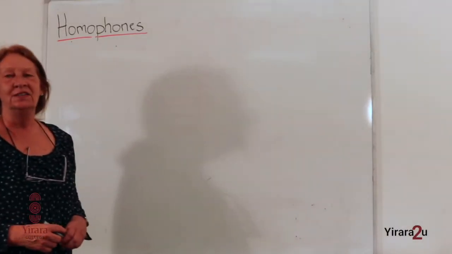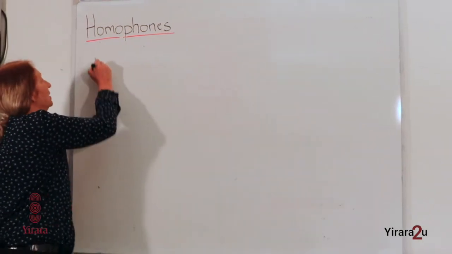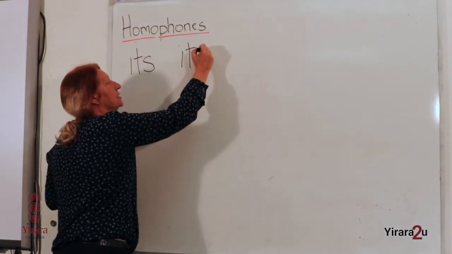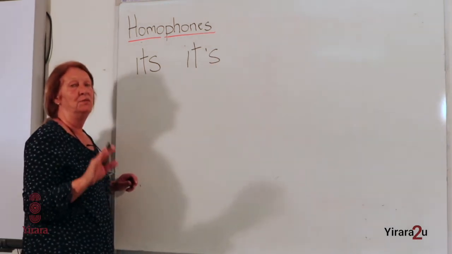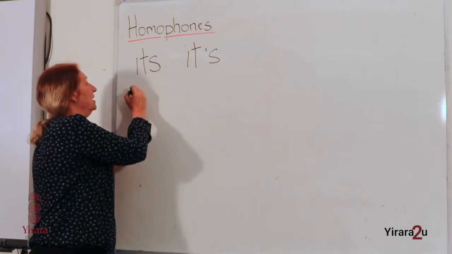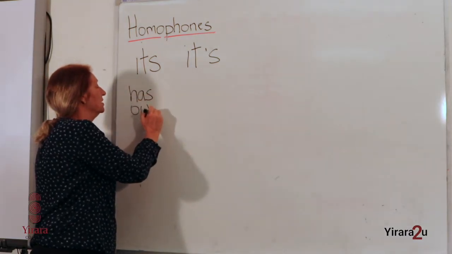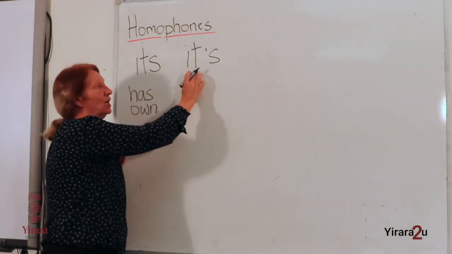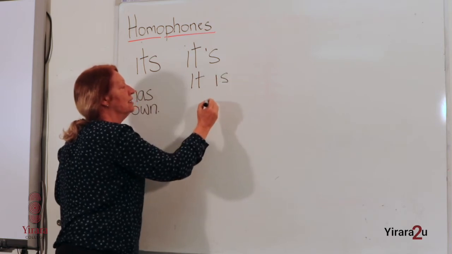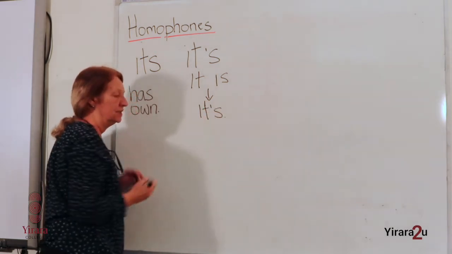So one of the hardest ones are the simple ones. So the word it's. So we can spell it like this, or we can spell it like this. And they sound exactly the same. They're spelt the same, but they mean two different things. So this one, it's when someone has something or owns something. And this it's, we've left a letter out here. This one is really, it is, but we've left one letter out and we spell it like this, it's.